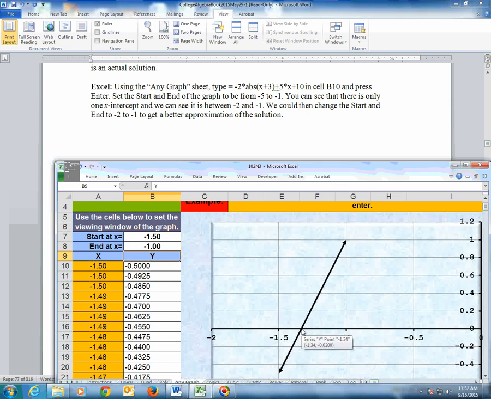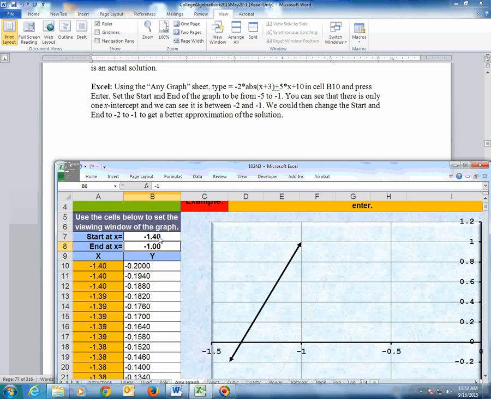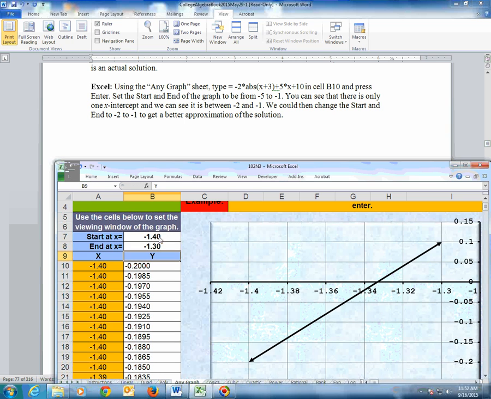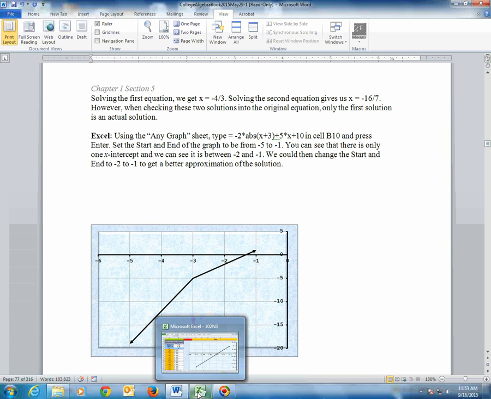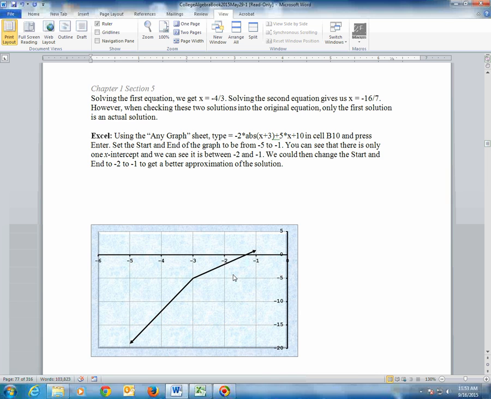I go a little bit on both sides to see it a little bit tighter. How about from -1.4 to -1.3? And if I do that, I can see it's right here at -1.33, and -1.33 is the only x-intercept it has, and that is the same as -4/3. So actually, this is the only solution here. -4/3 is the only solution. This one, -16/7, does not work. So I think actually the Excel way is easier. You can see it. You just have to type it in, and then you just zoom in on that, like we did.